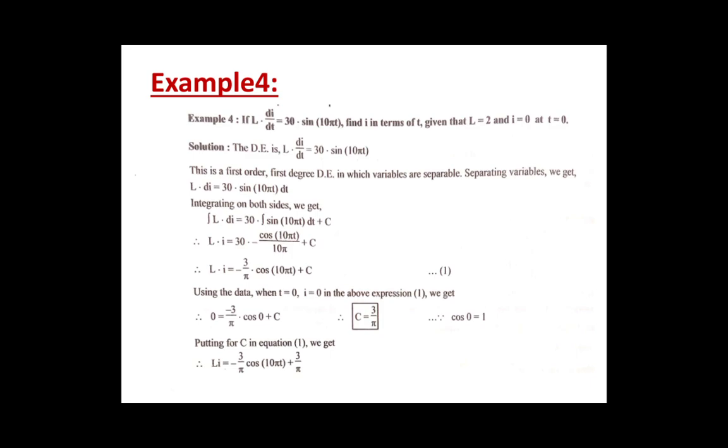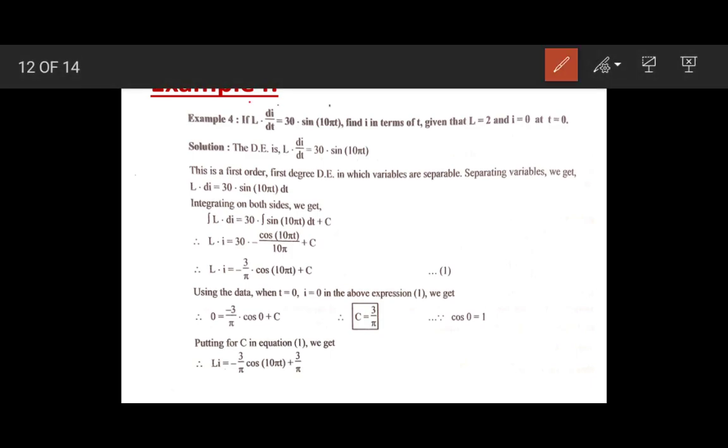So let us see one more example. The next question is, if L into di upon dt is equal to 30 into sine 10 pi t, then find I in terms of t given that L equal to 2 and I equal to 0 at t equal to 0. So here also a differential equation is given. This is the given differential equation.